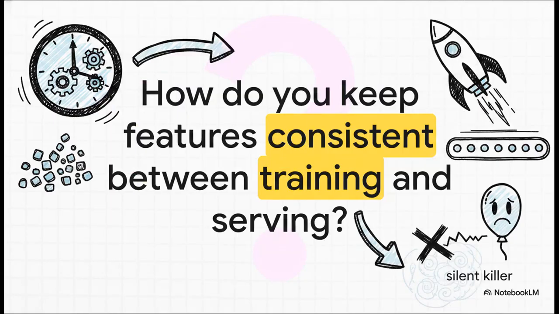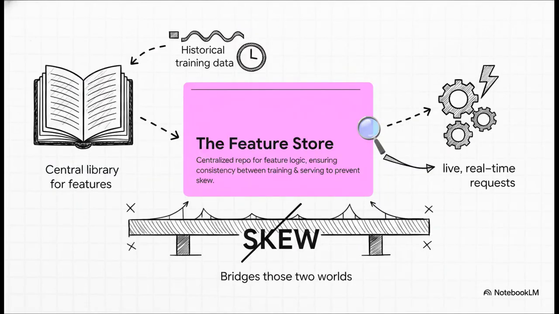These two worlds have completely different rules. And this is where so many ML systems fall apart in the real world. If the way you calculate a feature, say number of recent clicks, is even slightly different between your slow offline training world and your super fast online serving world, your model's predictions are going to be completely garbage. This problem is called training serving skew, and it is a silent killer of model performance. So how do we fix this huge problem?